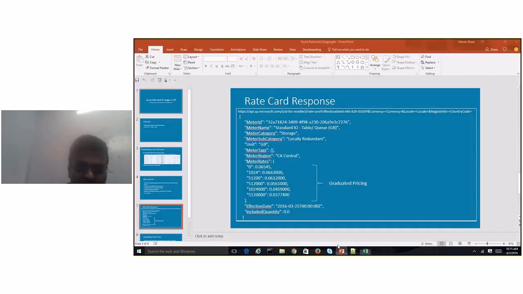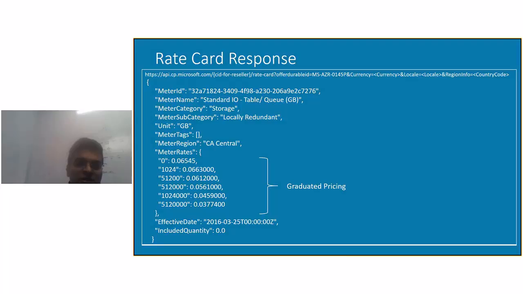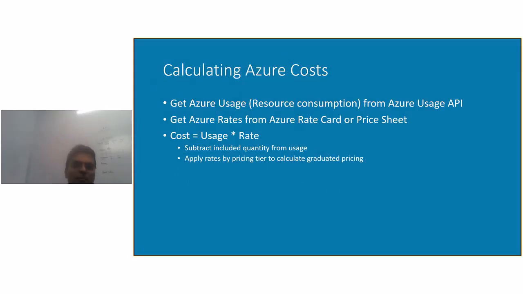I'm going back to the presentation. Just one more slide here, which we have discussed already. Just recapping here: get the Azure usage from the Azure Usage API. That's the raw usage. And Ashish will go into some more details around how you can get estimated usage or estimated rates for the current month. But if you want raw usage over a period of time, the Azure Usage API will give you that. Get the rates from the rate card or the pricing sheet. One of the two should suffice.